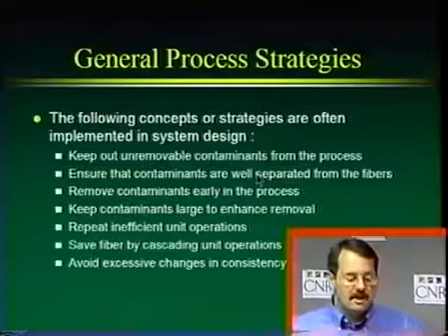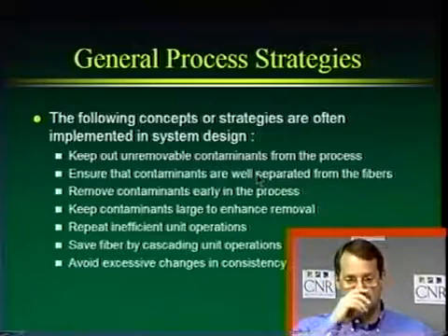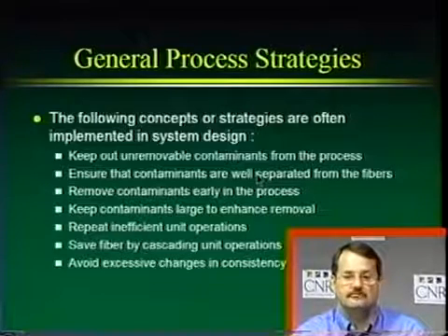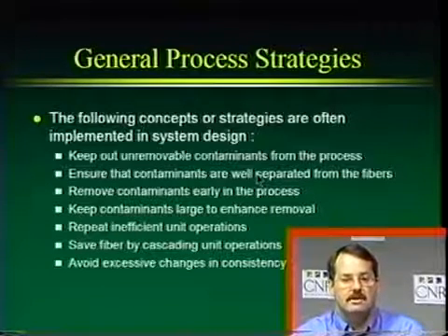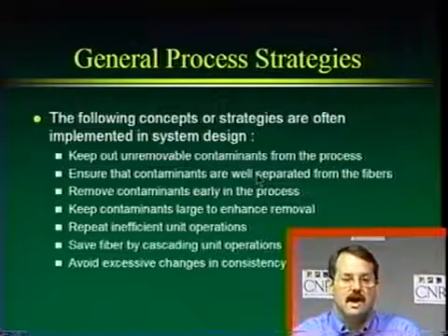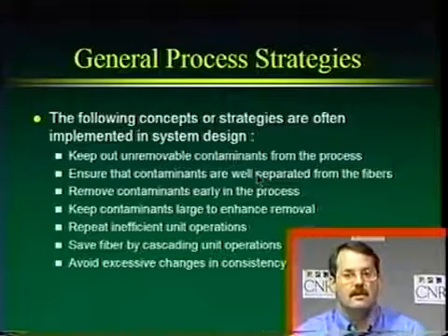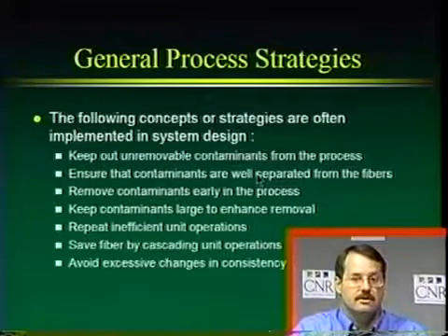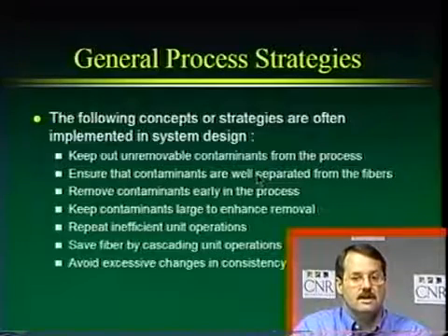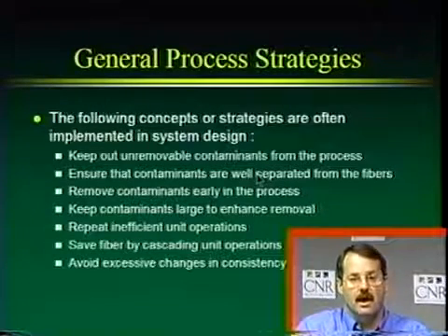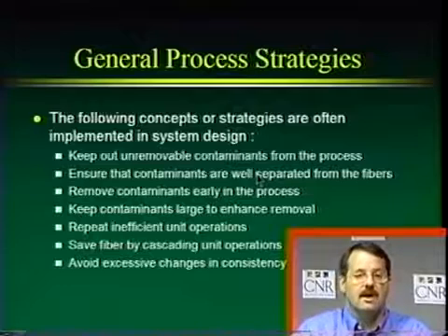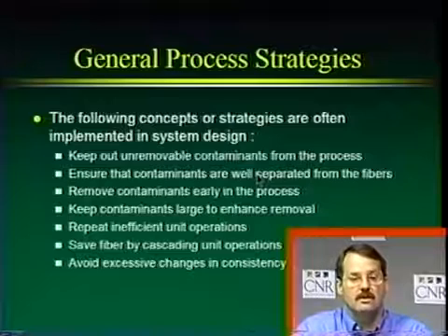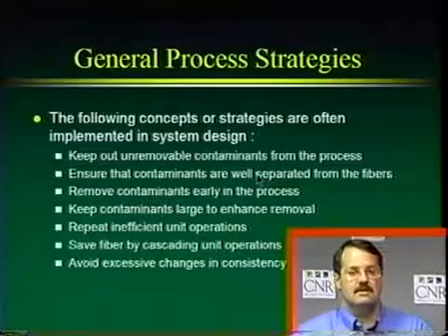Okay, so let's just talk about some general process strategies we'll see in the design of some recycle mills. The first thing is the obvious. If there's a contaminant that your system can't handle, you've got to keep it out of the feed to your pulper. For instance, this can be done by making sure that the supplier of your recovered paper clearly understands what you can and cannot handle. And even if that does occur, there should be somebody at your mill when loading the pulper that's looking out for these unremovable contaminants and making sure they don't get into the system.